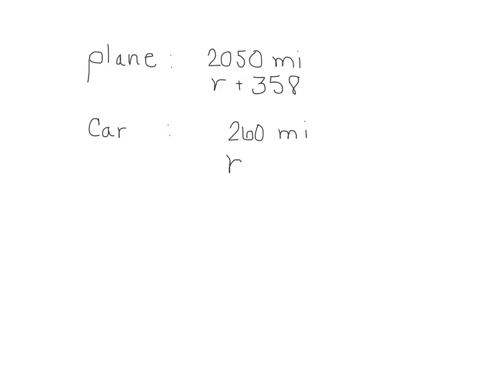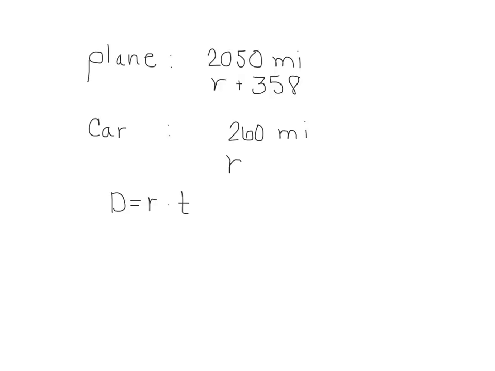And so the question is, find the rate of each. And so we want to find the rate of the car and we want to find the rate of the plane. Well, this is an example of a rational equation that can be established using a rate time situation. We know that distance is equal to rate times time.